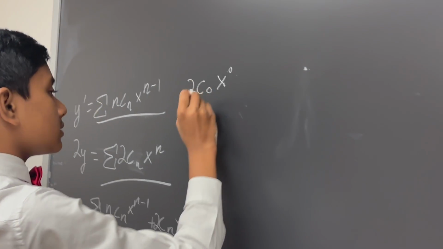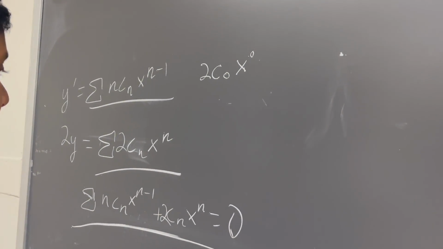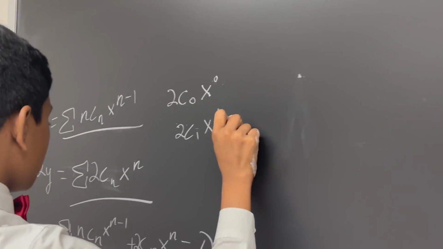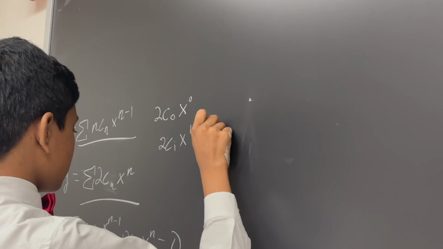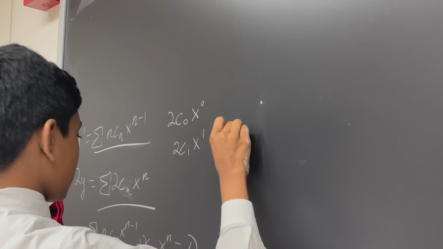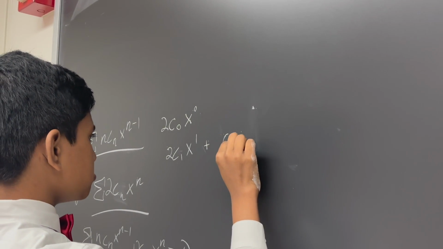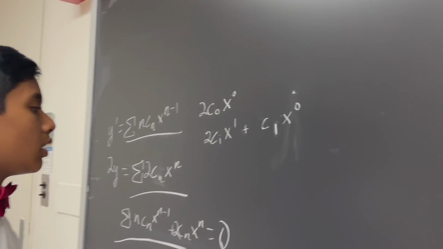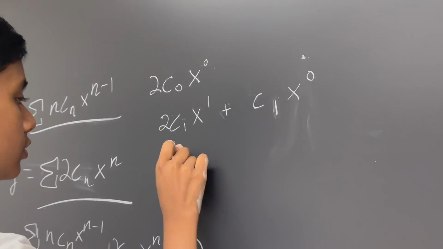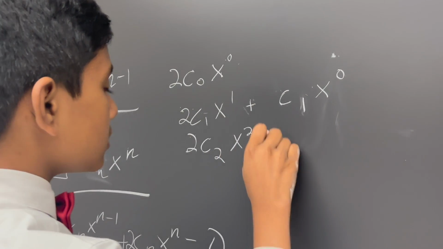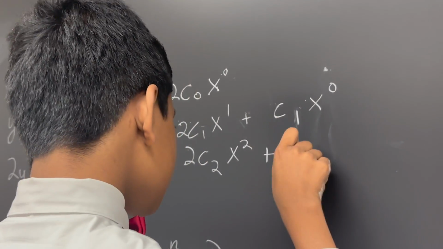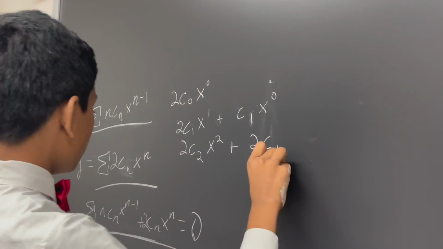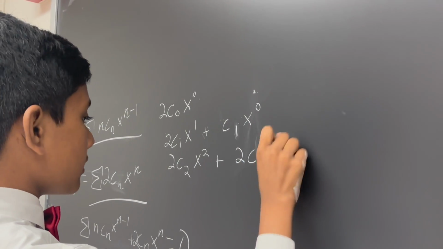And then the second sum we get is 2 C1 x1 plus C1 x to the 0. All right, and then the third term we get is 2 C2 x to the 2 plus 2 C2 x to the 1.